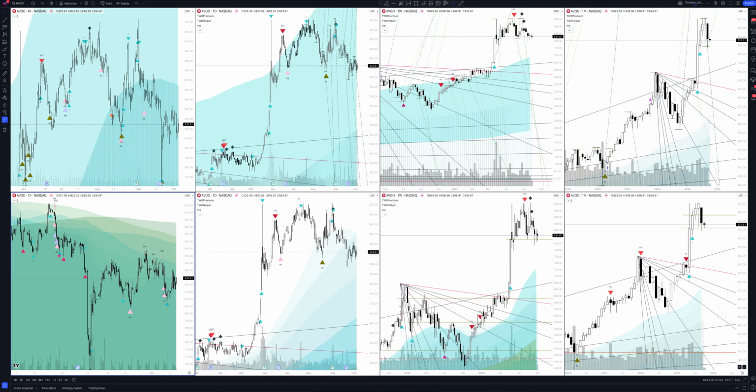Today we will take a look at Broadcom stock. Let's analyze the market situation and find out how you can make money on it. Let's start.